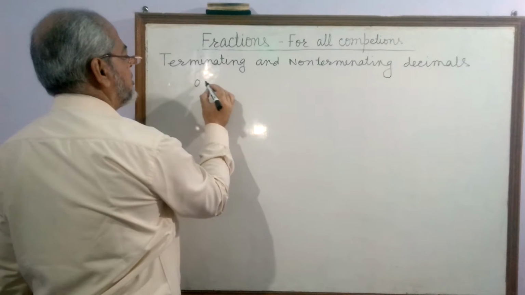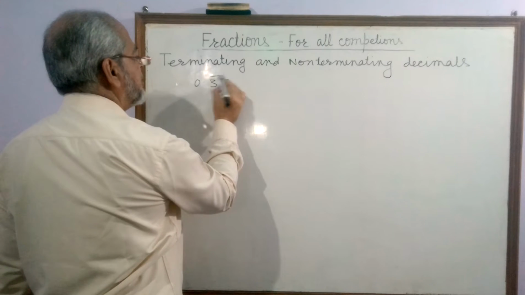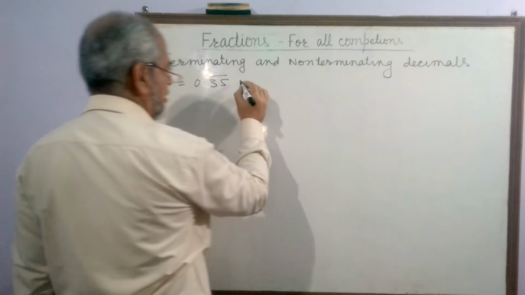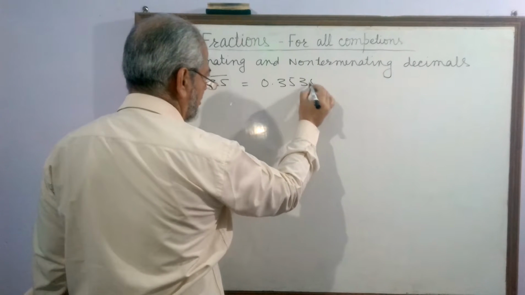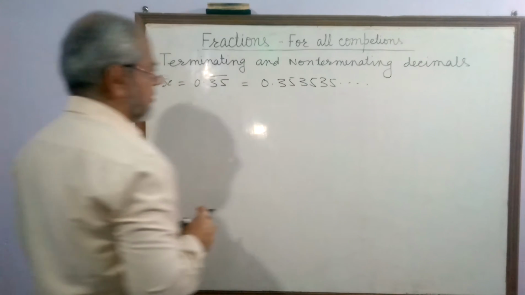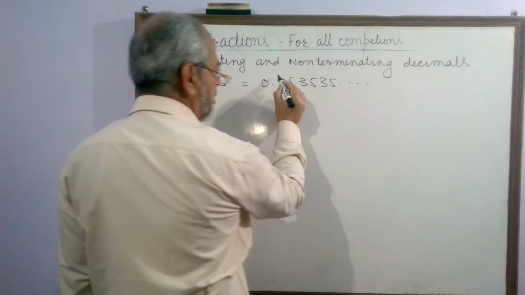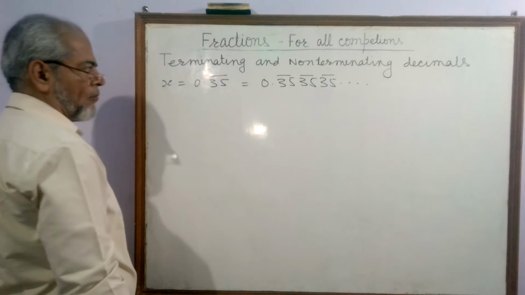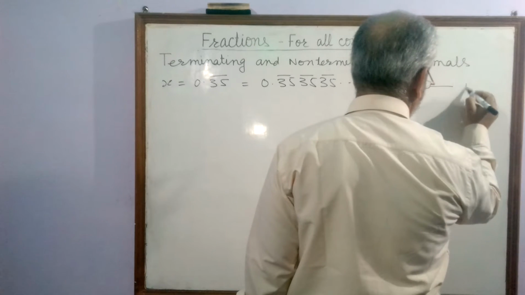Suppose you take 0.35 and this is repeated. So x is equal to this much, and this can be written as 0.35, 35, 35 and so on. So what is the difference in this case? There are two numbers which are repeated infinitely. So this is your first equation.